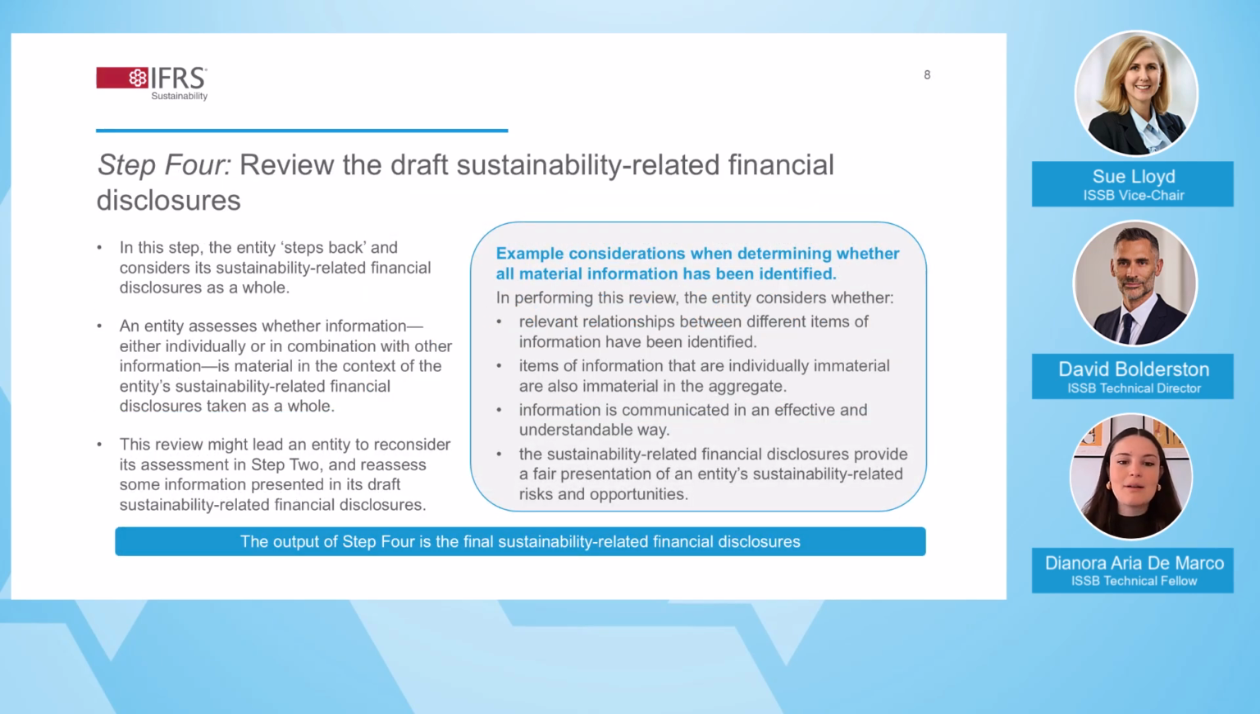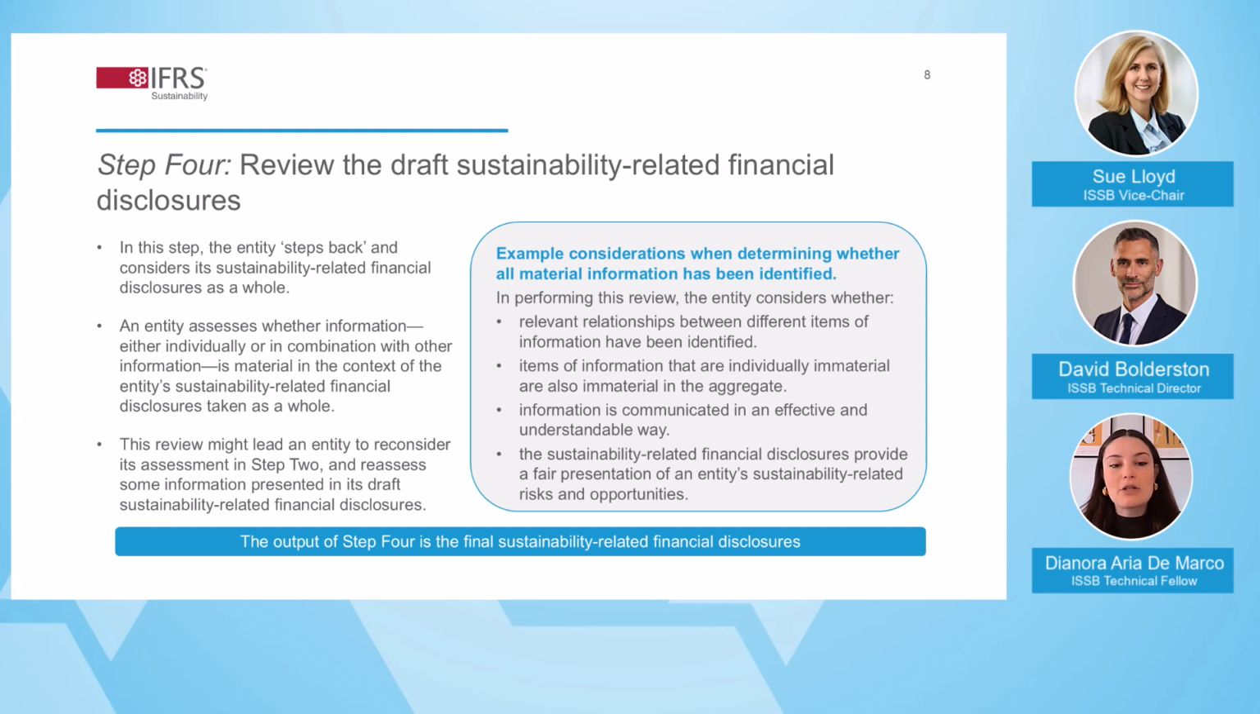So in step 4, the entity takes the output from step 3, and it just takes a step back and considers the sustainability-related financial disclosures as a whole. For example, an entity might step back and consider whether it has complied with the requirements related to connected information and ask itself whether primary users will understand connections between disclosures in its sustainability-related financial disclosures and other disclosures that are part of its general purpose financial reports.